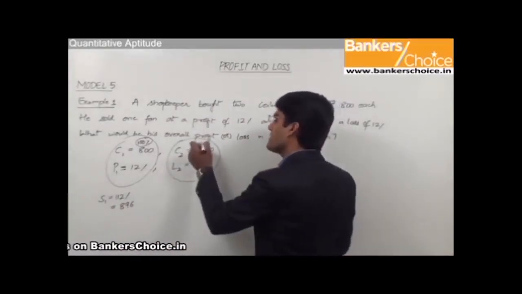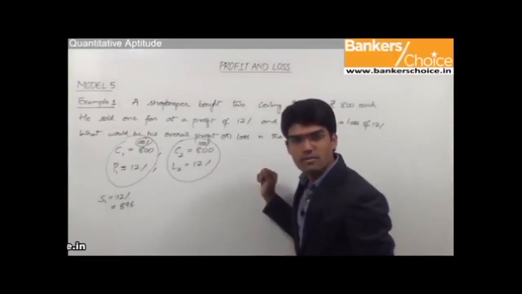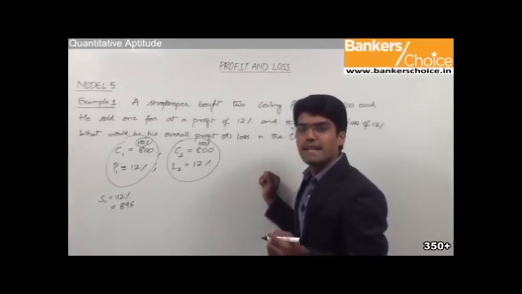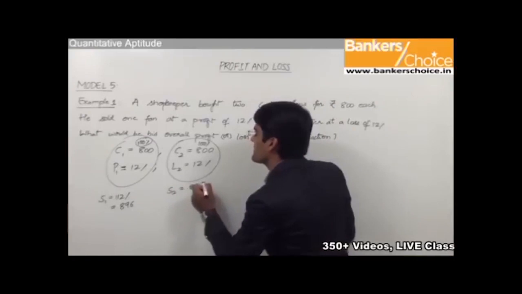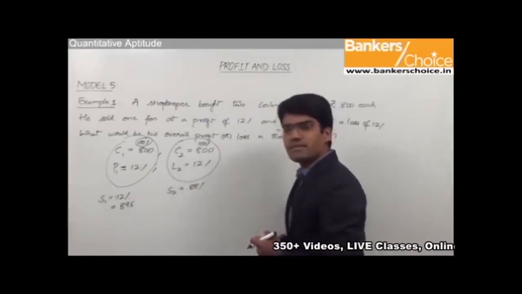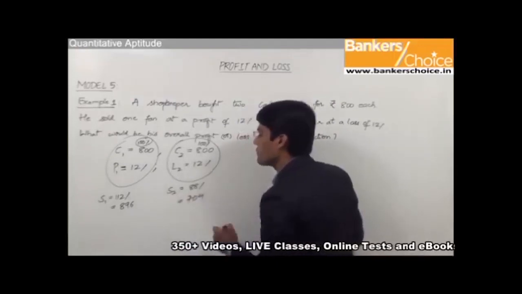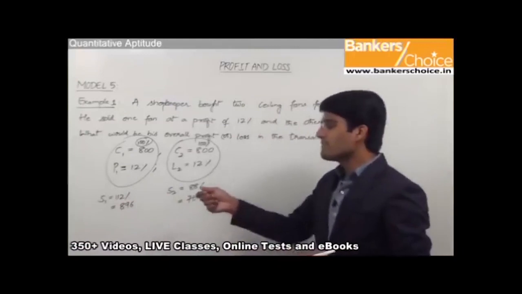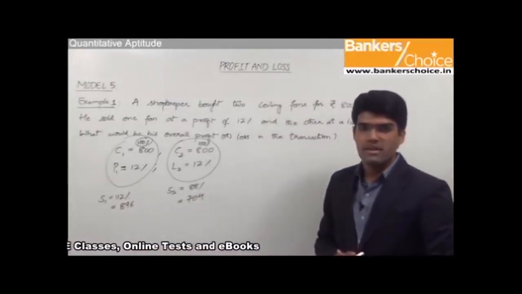Similarly, for the second fan here, we know that the cost price is 800. That means again the 100% is 800, but the loss was 12%. If the loss is 12%, selling price must be 100 minus 12, that is 88%. So selling price of the second fan should be 88%. And again, if 100% is 800, 88% would be equal to 704 rupees. So now we know the selling price of each of the fans. The selling price of the first fan is 896 and that of the second fan is 704 rupees.